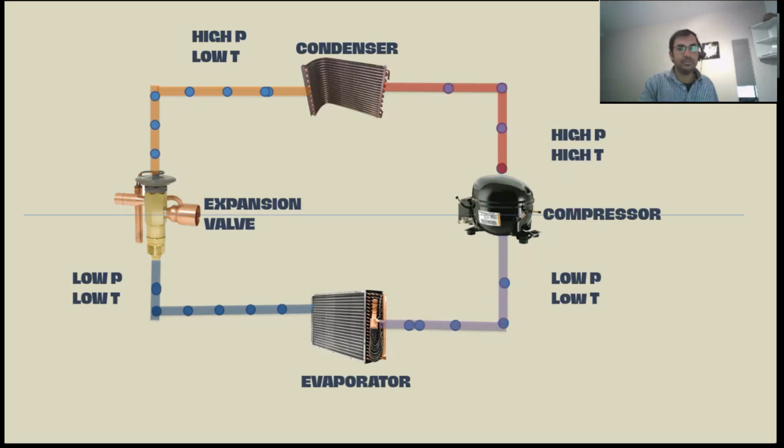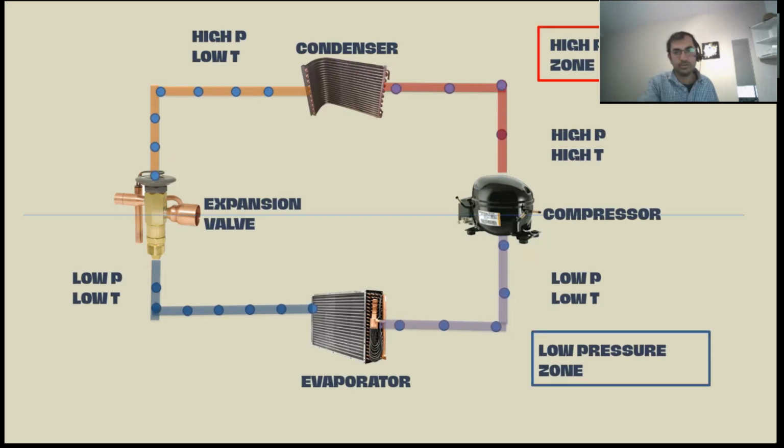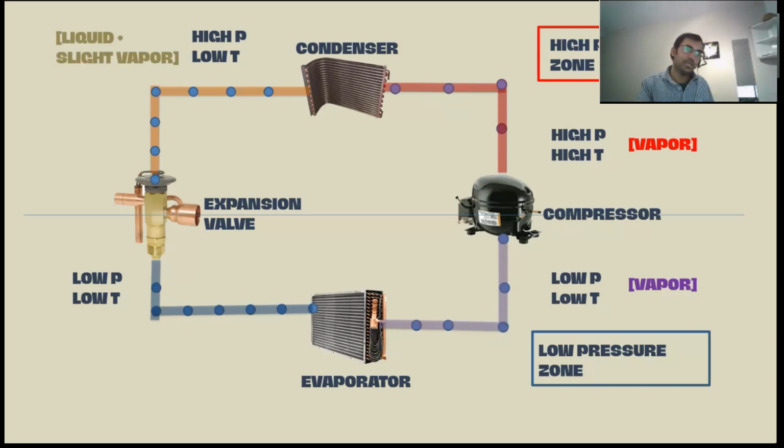If you draw a line between these two components, we see this above portion is high pressure zone. You see the entire circuit is high pressure zone. And the bottom portion of this line, it is low pressure zone like evaporator and all this circuit. And from evaporator to compressor, it is vapor. From compressor to condenser, it is also vapor, but it is high pressure and temperature vapor. And then condenser to expansion valve, mainly liquid but slight vapor. And from expansion valve to evaporator, it is liquid.